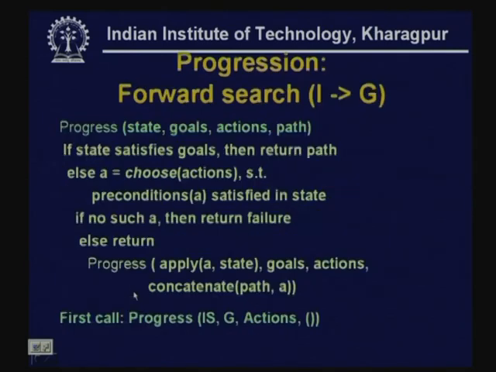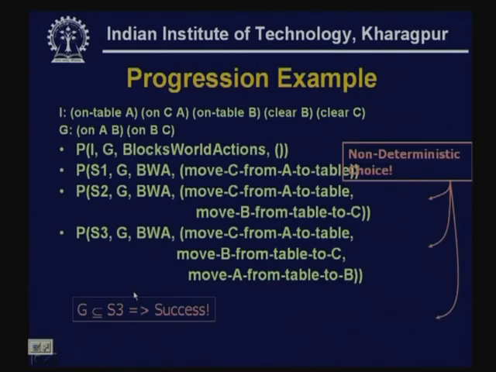So, let us look at an example of the progression algorithm applied to this problem. Now, from the initial state, the agent has recourse to two possible actions. The agent can move C from the top of A to B and go to this state, or the agent can move C to the table. The agent has a third action of moving B to the top of C. So, these are the three possibilities that the agent can get to from the current state.